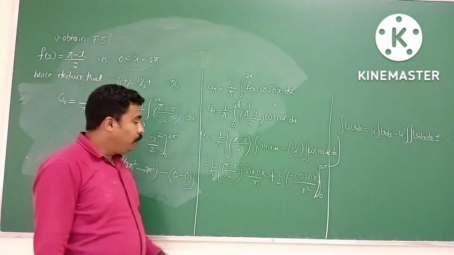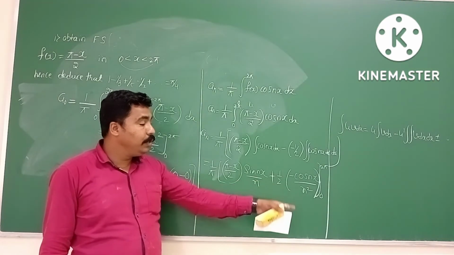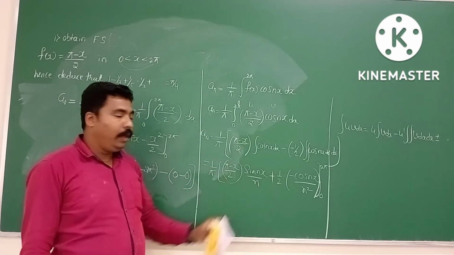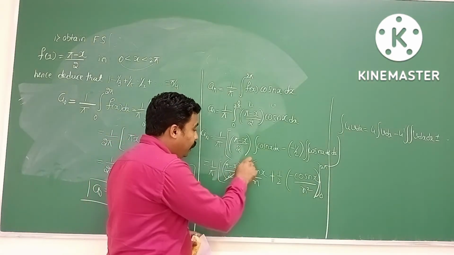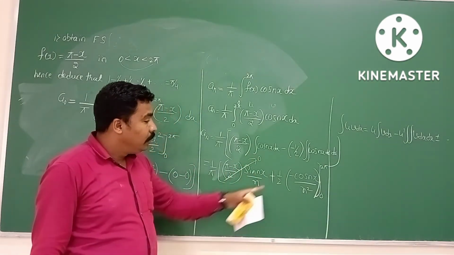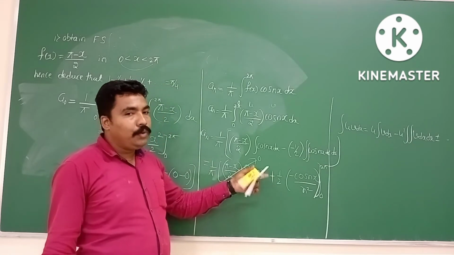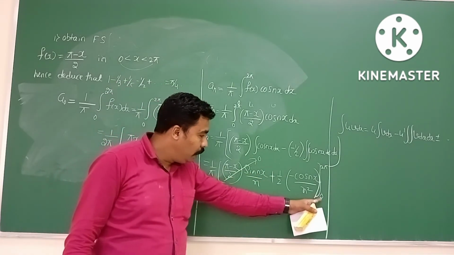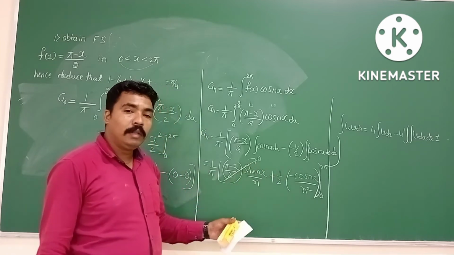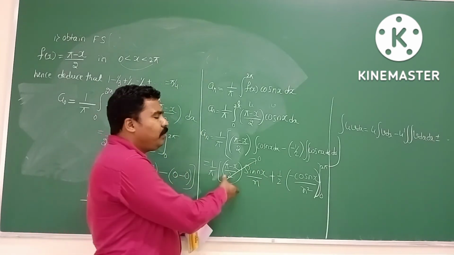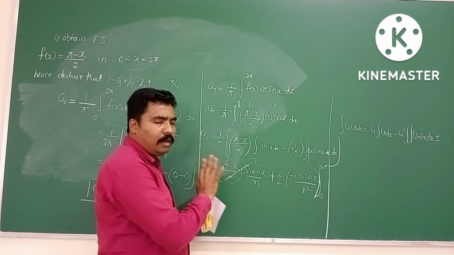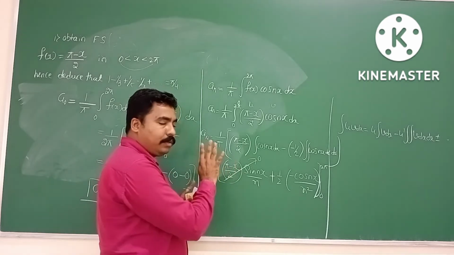Whenever we have a sine term with the limit 0 to 2 pi or minus pi to pi, we can directly write this limit term as 0. Why? Because if I replace 2 pi here, it becomes sine 2 n pi. Sine 2 n pi is 0. Similarly, substitute x equal to 0, that is also 0. So no need to simplify by substituting the limits. And you can easily understand this.